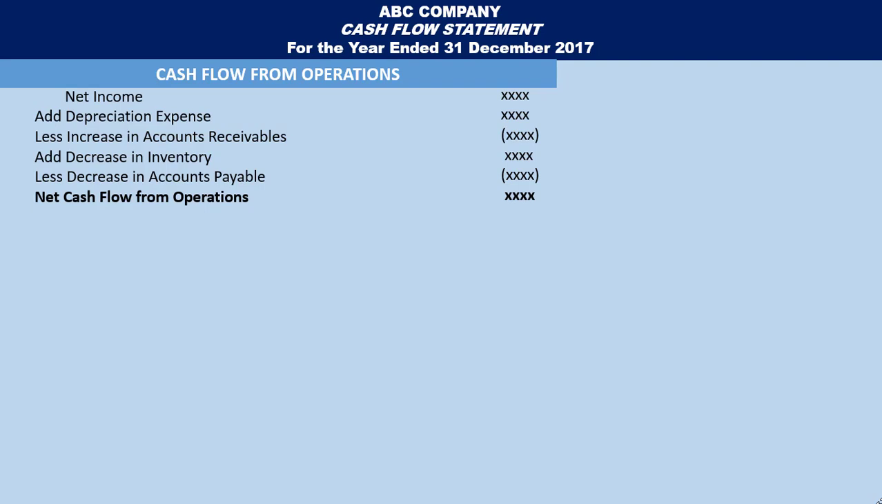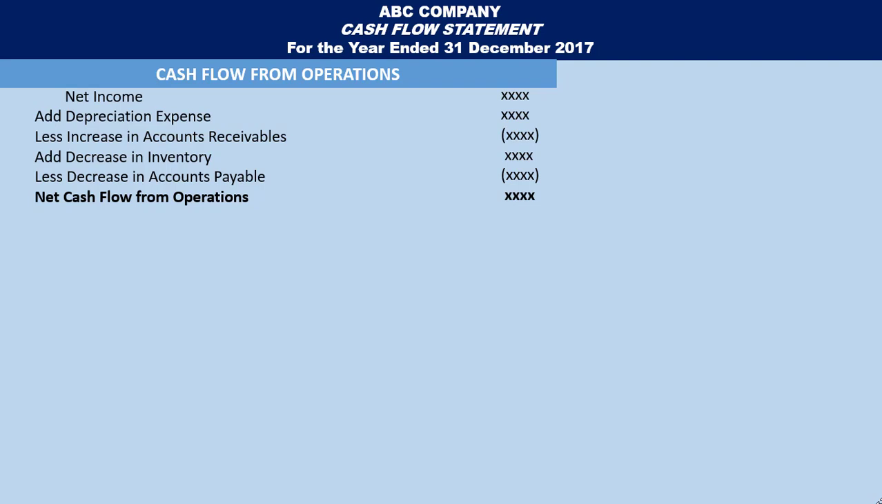The main objective of cash flow from operations is to show whether a firm's day-to-day operations generated or depleted the cash. If net cash flow from operations is negative, it means that the company is spending more cash than it is generating in producing and selling its goods and services. If it is positive, the company is generating more cash than it is spending on its day-to-day operations.